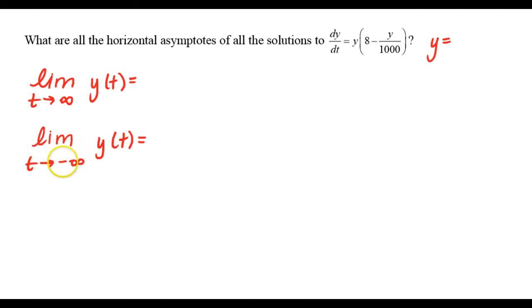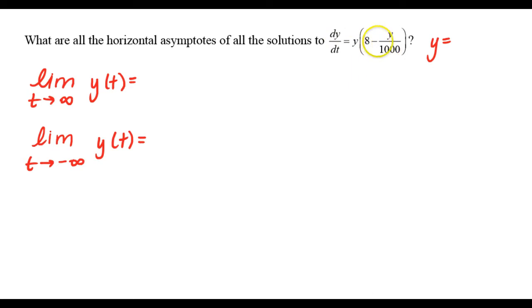So we are going to consider what happens when t values approach negative infinity. We're not thinking of t as time right now, just as the other variable involved in this differential equation. To find the horizontal asymptote that corresponds to t values approaching positive infinity, we just need the carrying capacity.